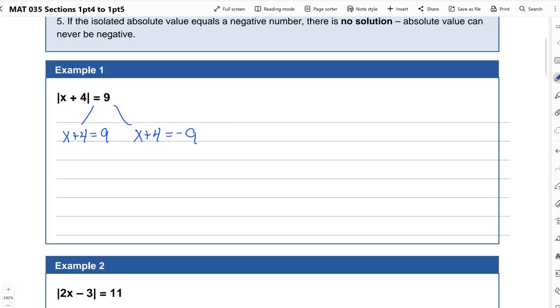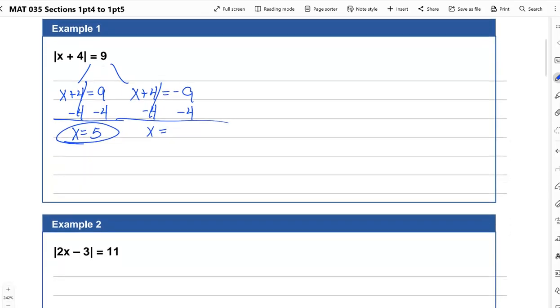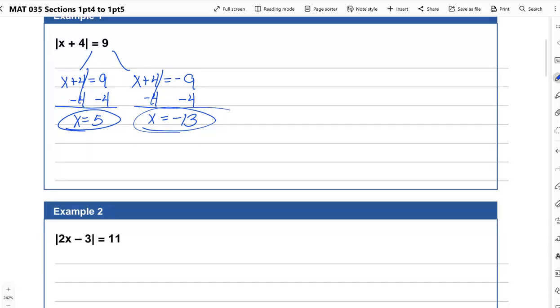So to solve, I'm going to subtract 4 from both sides. That's going to zero out my 4. So I'm going to get 9 minus 4, which is 5. So there's one solution. And then same thing here, I'm going to subtract 4. So I'm going to get x equals -9 minus 4, which is -13. So we're going to end up with two answers. One is 5 and one is -13.